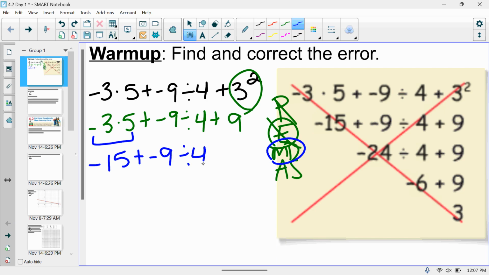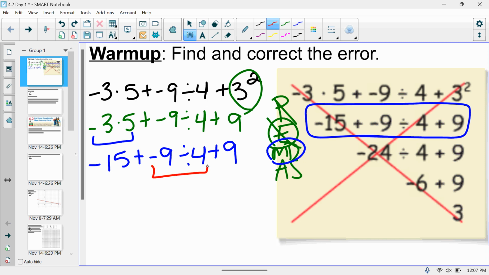Now, so far, what I wrote still matches the student's work right now, right? But we should continue doing the multiplication and division. Like, we're not done with this yet. We got to do the division too before we go on to addition, subtraction. But that's not what the student did. What did they do? Did anybody realize what they did? Yeah, they added these together instead of doing the division, because see how they have negative 24?